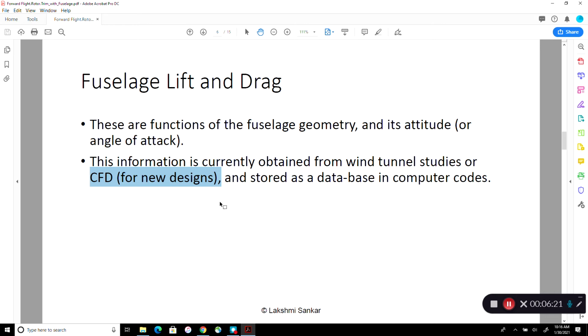Of course, once the prototypes are available, you can gather this data indirectly or extract it from the flight test data. Okay. So you have a number of ways of extracting the fuselage lift and drag as a function of its angle of attack relative to the oncoming free stream.